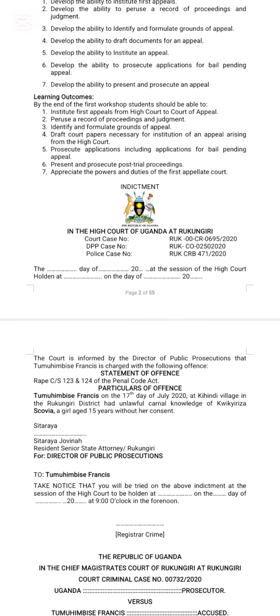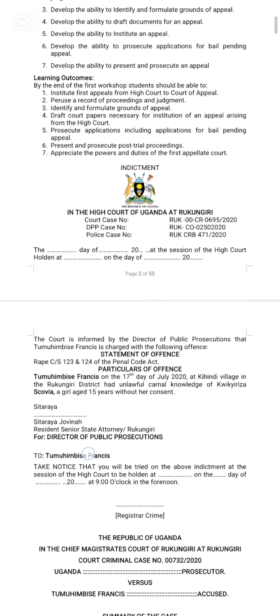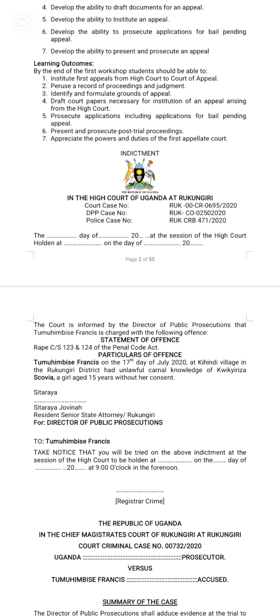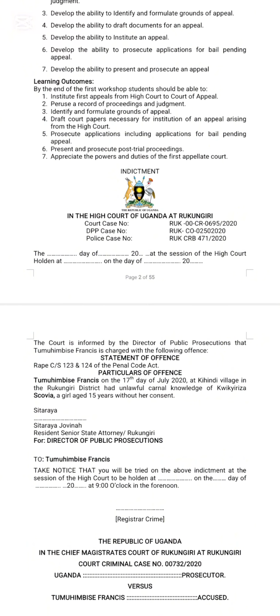By the end of this first workshop, students should be able to institute first appeals from the High Court to the Court of Appeal, peruse a record of proceedings and judgment, identify and formulate grounds of appeal, draft court papers necessary for institution of an appeal arising from the High Court, prosecute applications including applications for bail pending appeal, present and prosecute post-trial proceedings, and appreciate the powers and duties of the first appellate court.